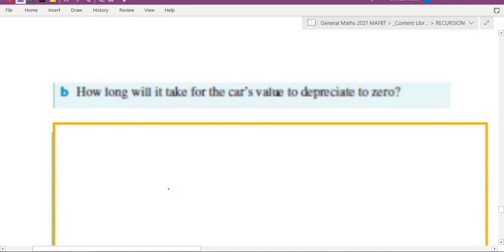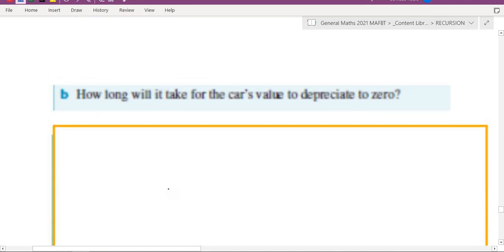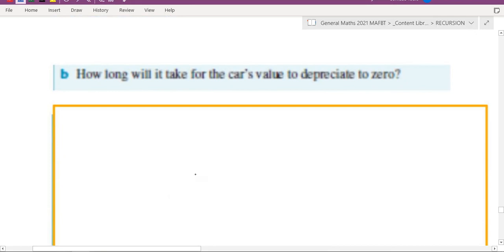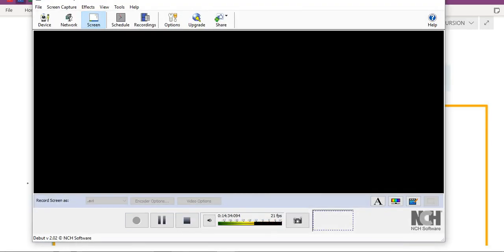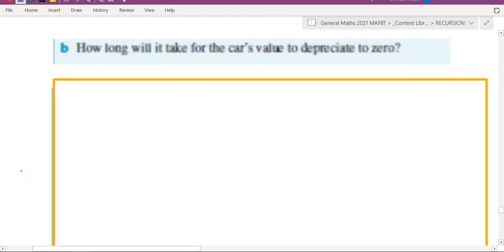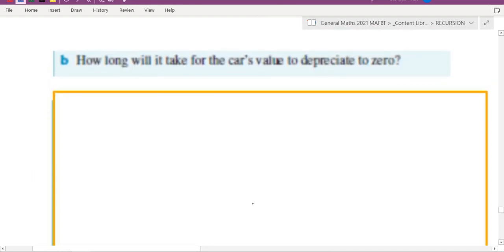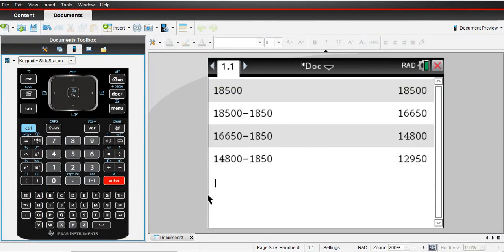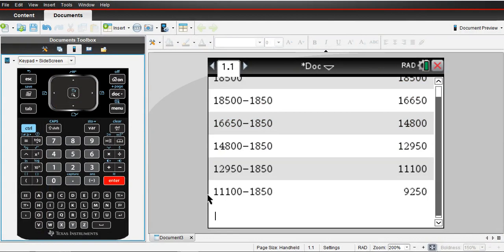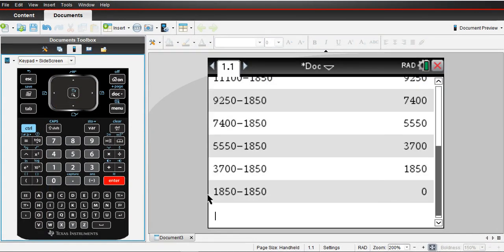Okay, so how long will it take for this to depreciate to 0? The value to reach 0. So the next part here, how long will it take for the car to reach 0? So you can use your calc for this, that's totally fine. We are up to, so that's 0, 1, 2, 3. So if I just keep pressing enter, 4, 5, 6, 7, 8, 9, 10. Year 10, it'll reach 0.